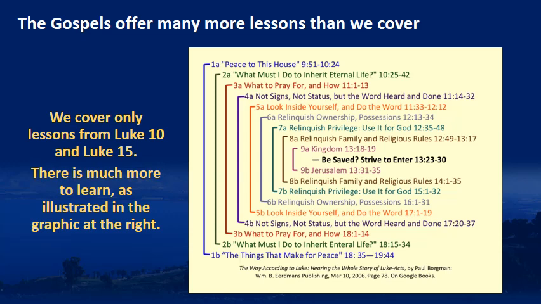Then more strikingly similar, as he numbers it 2a, in chapter 10, you read about what must I do to inherit eternal life. And then again, you see at the bottom 2b, in chapter 18, again, you look at what must I do to inherit eternal life. And if you'll notice, there is a sequence that comes to a point in chapter 13 on what to do to be saved, and moves back, covering very much similar topics in reverse order. I just present that chart to you to bring to your attention how much more there is to study. We're just going to cover Luke 10 and Luke 15.